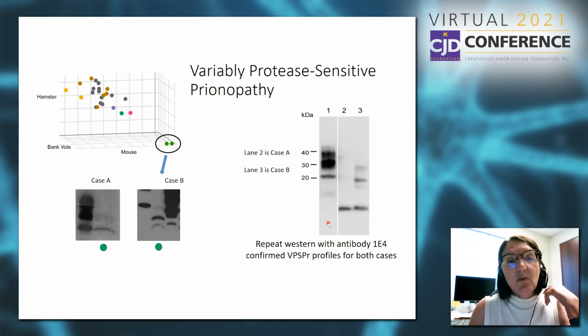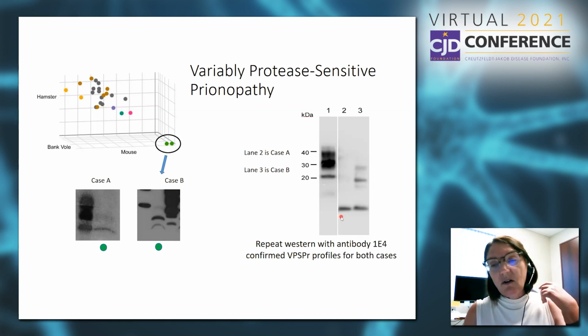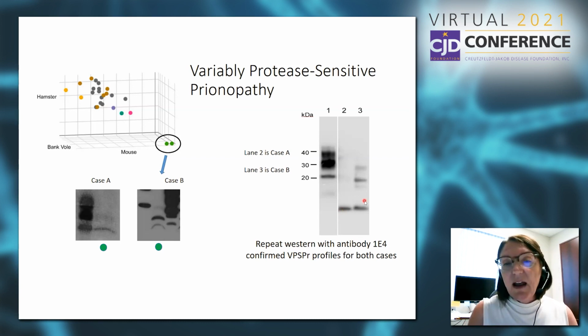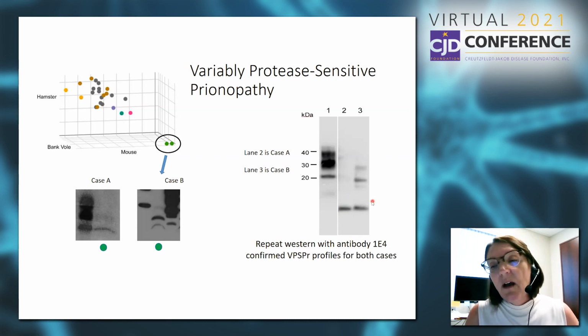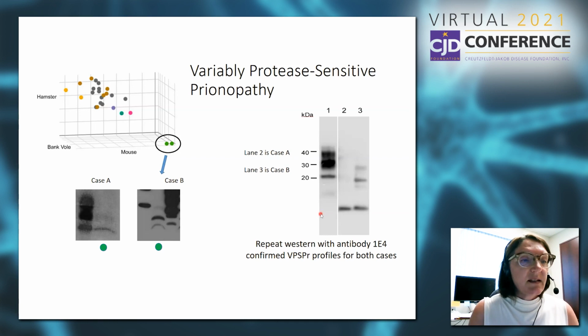One of them did show something remarkable on the pathology. Nothing abnormal or remarkable was highlighted, but we were suspicious that they might be VPSPr, variably protease-sensitive prionopathy, cases, and so we ran them on a Western blot with antibody 1E4, and we did see these typical bands that confirmed they were VPSPr profile cases.